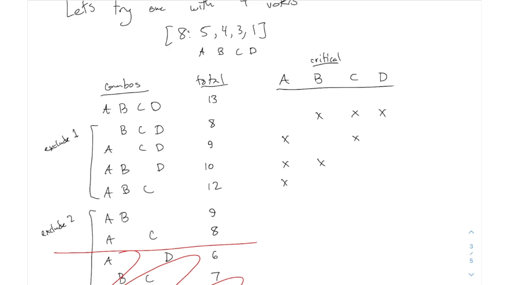What about B? B is 4. If I take the B away, it's only 8, which is still meeting the quota. So the B is not critical. The C is 3. If I take away 3, it adds up to 9, which is still meeting the quota. So C also is not critical. It should be like this. Only A. All right.